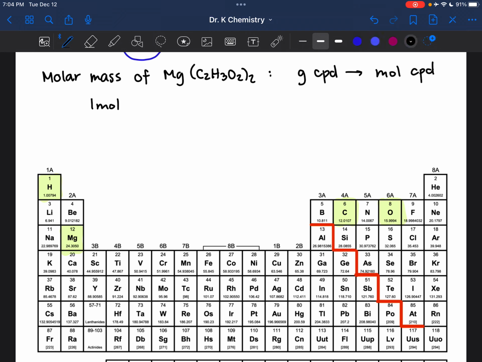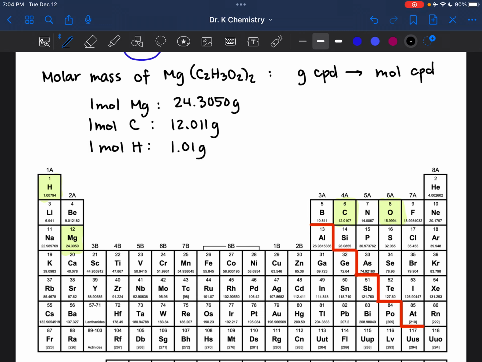Okay, so using the periodic table, 1 mole of magnesium has a mass of 24.305. 1 mole of carbon has a mass of 12.011. 1 mole of hydrogen has a mass of 1.01. And 1 mole of oxygen has a mass of 16.00 grams.